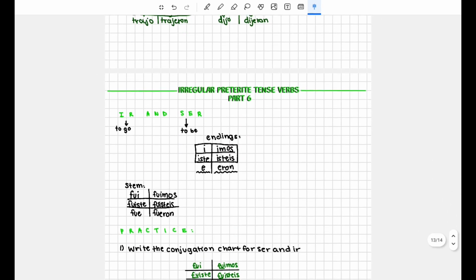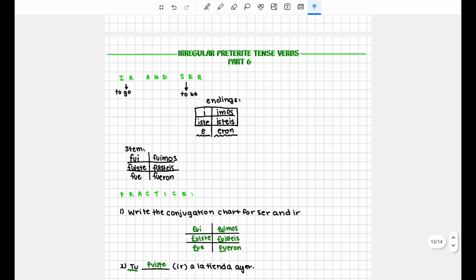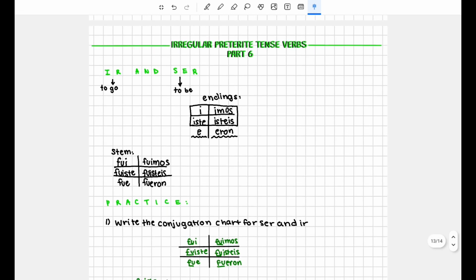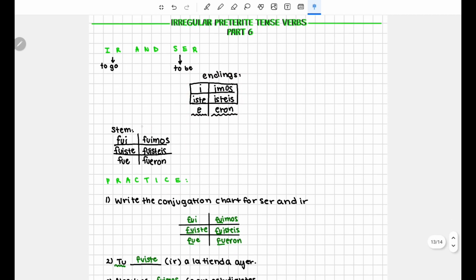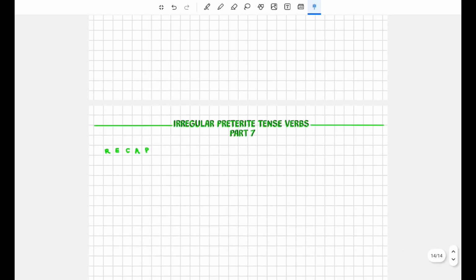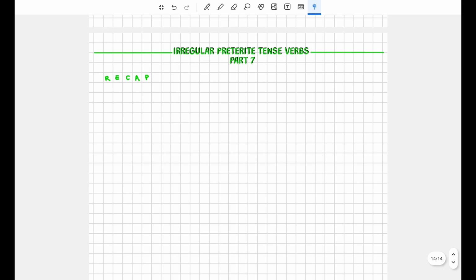And lastly, in part 6, in the last part, we talked about ir and ser, which both have the same conjugation chart, which is very irregular. It doesn't really follow any specific ending chart. It's just a mix. So we have i, iste, imos, isteis, eron, and then our stem, which is then added to the ending to become fui, fuiste, fue, fuimos, fuisteis, fueron. Alright, so now that we have done our recap, we are going to get a practice with all of these verbs.